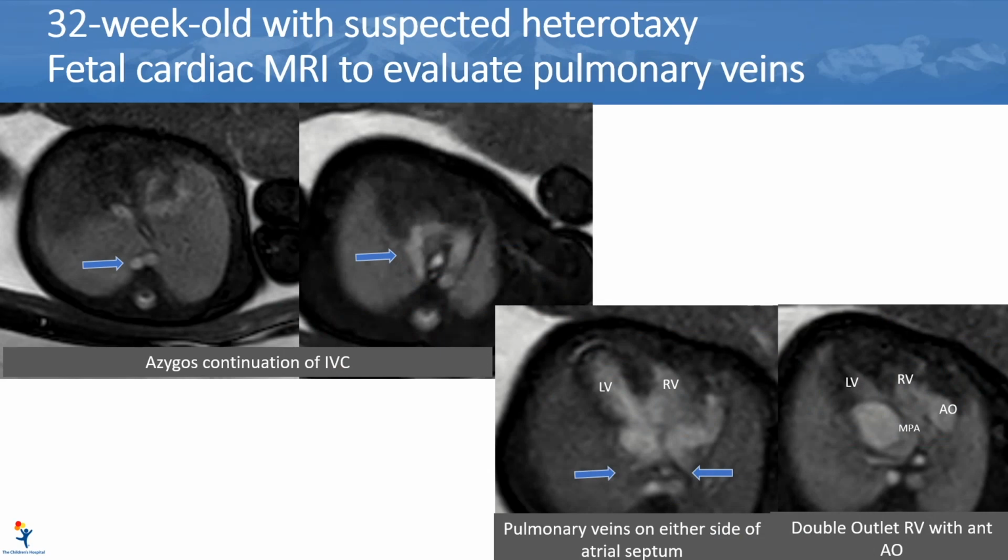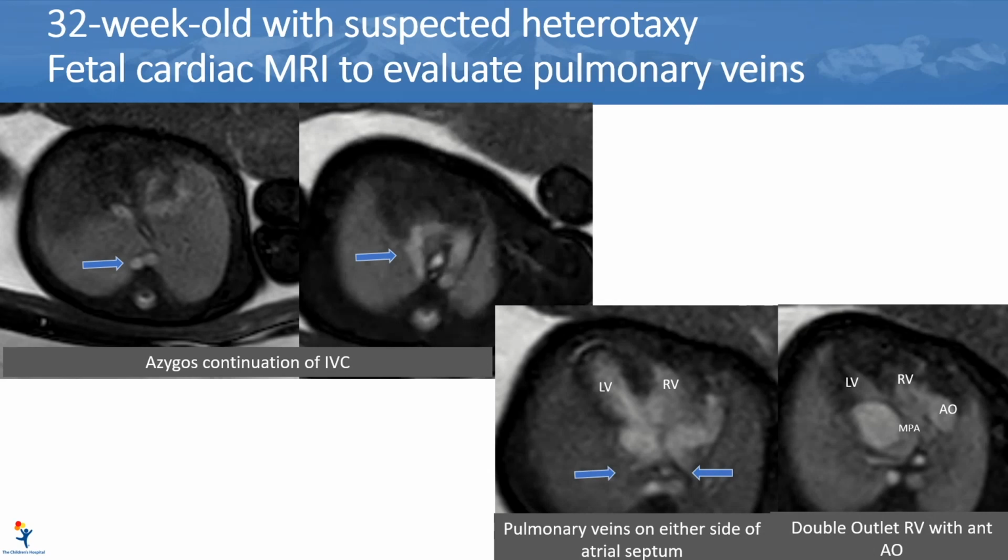This was the first case that we've had that was really specifically to help with postnatal surgical planning. So this is a 32-week-old fetus with suspected heterotaxy. The baby actually did not turn out to have heterotaxy, but we were asked really to try to evaluate the position of the pulmonary veins and systemic veins with respect to surgical repair postnatally. So this baby had azygous continuation of the IVC, so there's the azygous vein there. This is the hepatic veins forming the suprahepatic IVC, and you can see the large azygous vein going into the right-sided SVC. This is the trachea here in the center, and then the left side of the aorta.